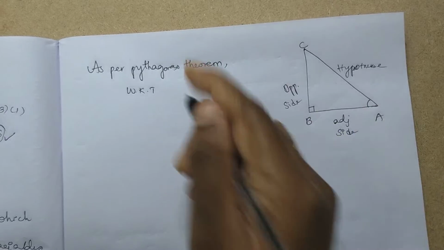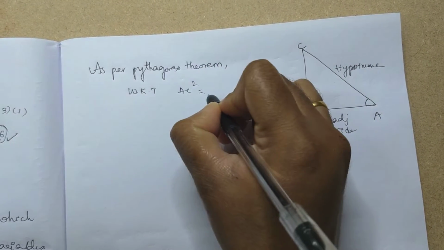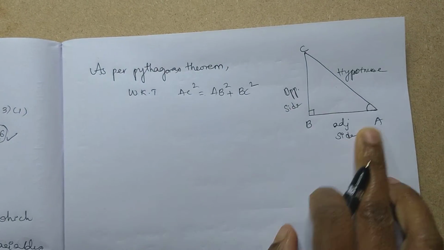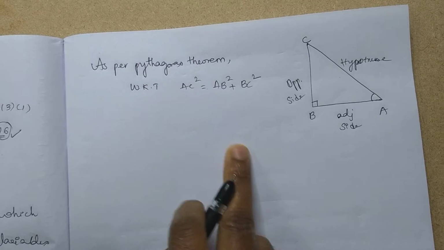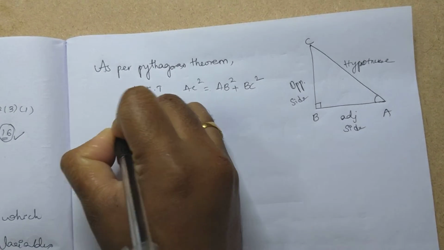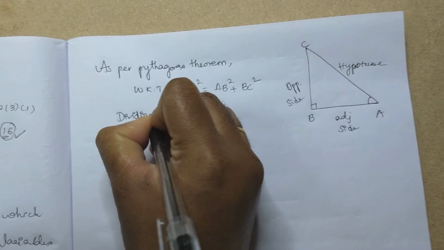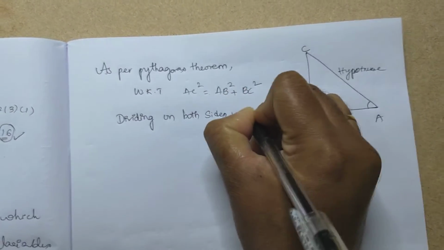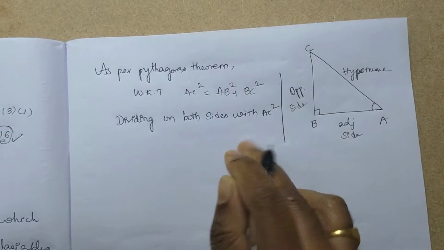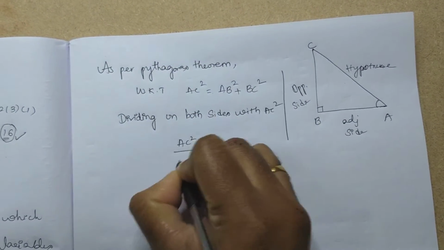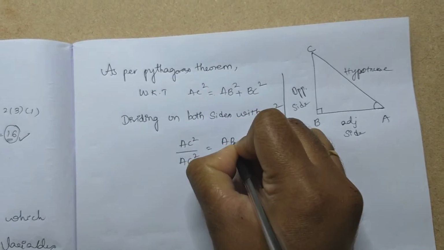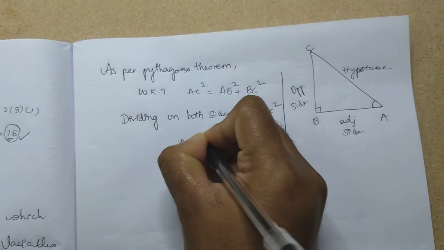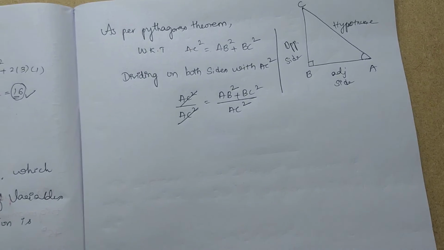So from this what can we write? We can write that AC square equals AB square plus BC square. In the next step what will I do here? Dividing on both sides with AC square. When you divide both sides by AC square, let's see what we get. AC square by AC square equals AB square plus BC square by AC square. I will cancel AC square and AC square. So what do we get here?